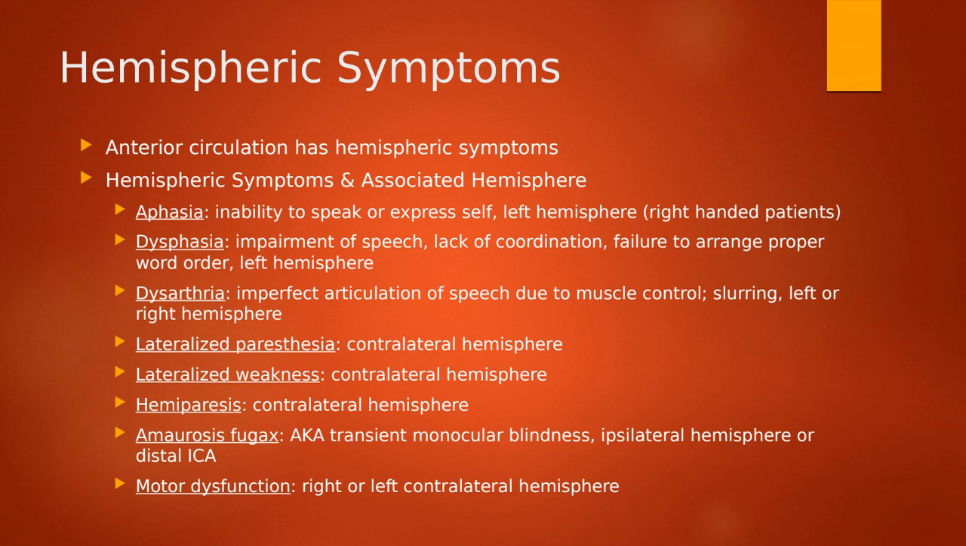Amaurosis fugax, this is something that we haven't talked about yet. This is going to be when we get this coming and going of blindness. So kind of just randomly out of nowhere, we'll get these episodes where we just can't see out of one of our eyes. That's going to occur on the same side of your brain that you're having the symptoms of. Typically going to be something going on with that distal ICA prior to it becoming intracranial. And then motor dysfunction, it's going to be on really kind of either hemisphere. So depending on what side you're having that dysfunction, you will see the opposite hemisphere affected in the brain.